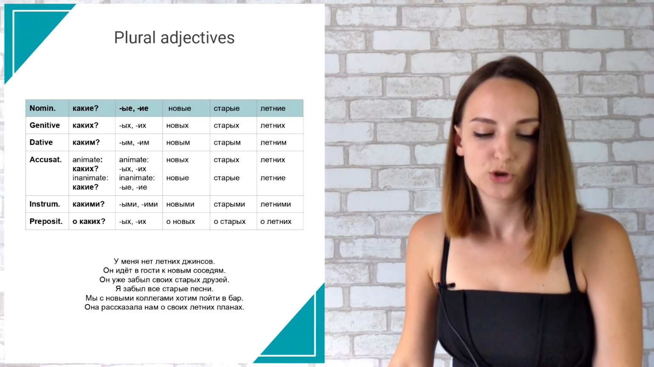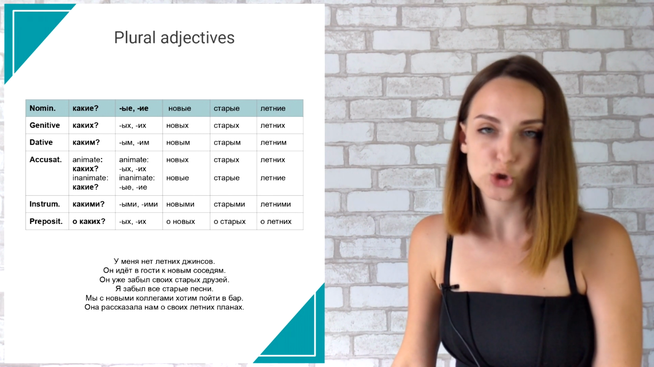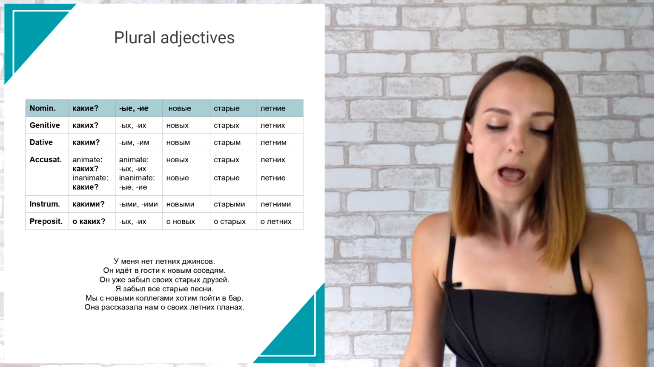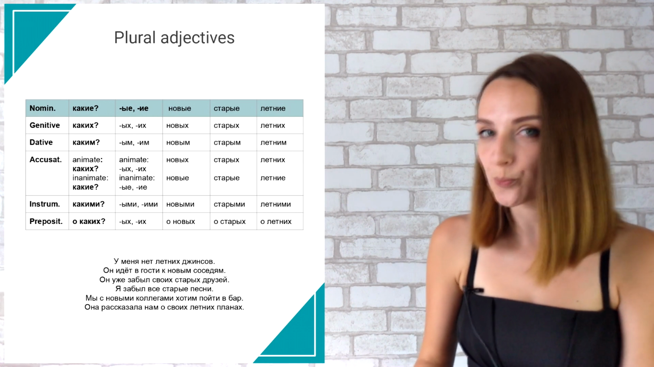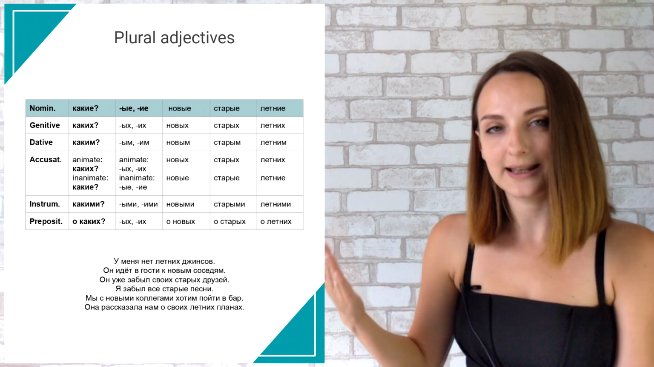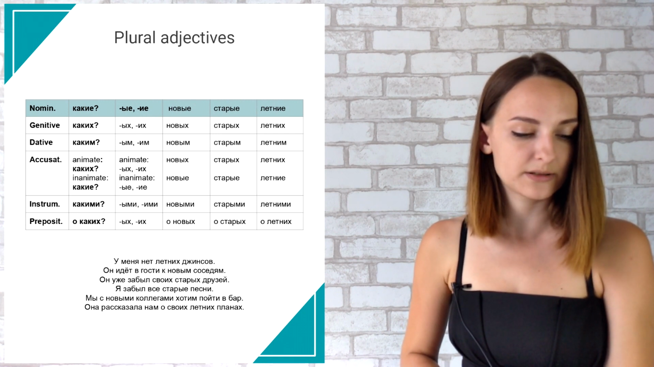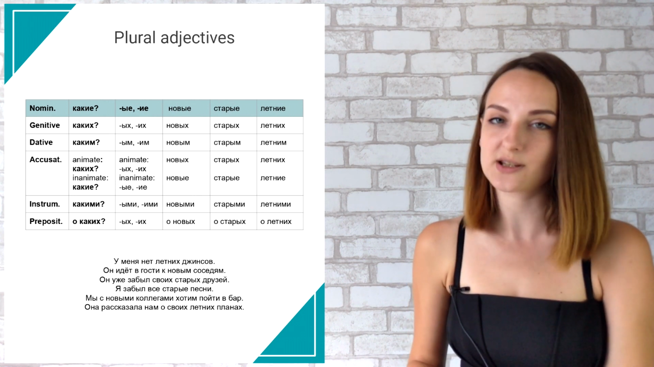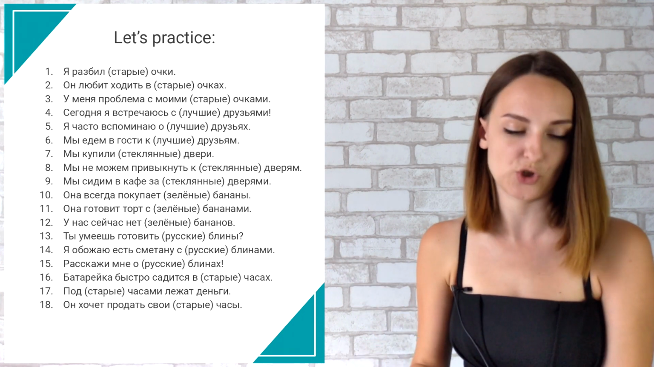Then, мы с новыми коллегами хотим пойти в бар. С новыми коллегами. С кем, с чем? Instrumental case. Она рассказала нам о своих летних планах. She told us about her summer plans, да? О чем? Prepositional case. О летних планах. Okay? I hope it's clear. Again, it will be good if you save this table somewhere. Now let's practice the same task as before. Again, you open the brackets, write the correct ending, and then we will check it.